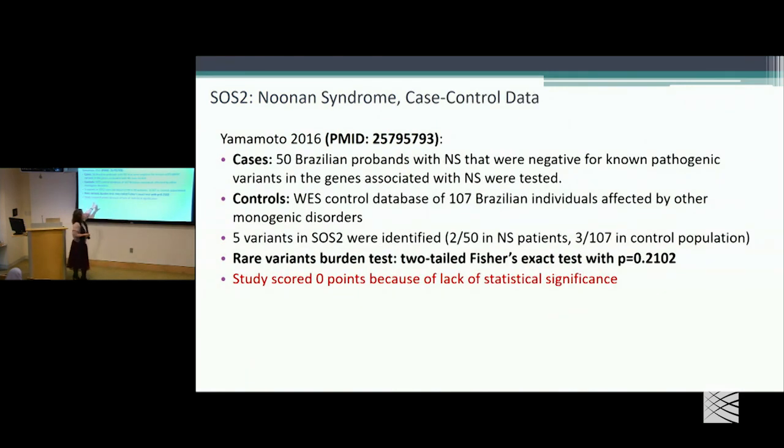There was then a burden analysis done with 50 Brazilian probands that were negative for the other Noonan syndrome genes. And in this case, of the 107 Brazilian individuals who didn't have Noonan syndrome, 5 variants in SOS2 were identified in the probands, but 3 in the control population. So this did not have statistical significance, so this study scored 0 points.